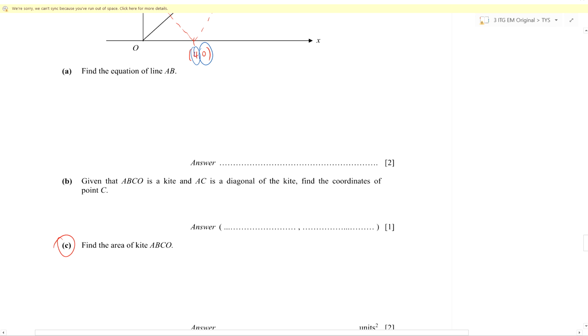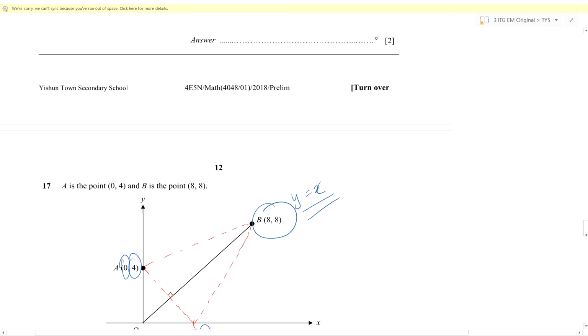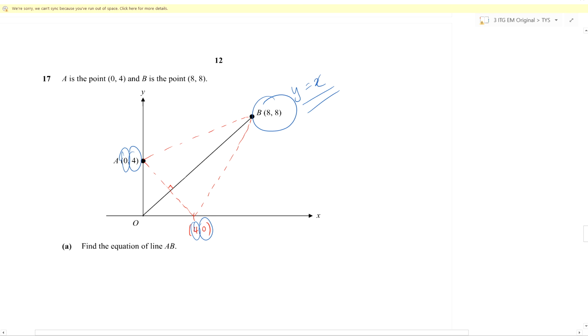Find the area. Come on guys, you don't have to use the shoelace method. A good half of you used the shoelace method. So seeing that this is a kite, it is made out of two congruent triangles. If I find one area of this triangle, I multiply by 2, isn't it? Now how to find this area easily?